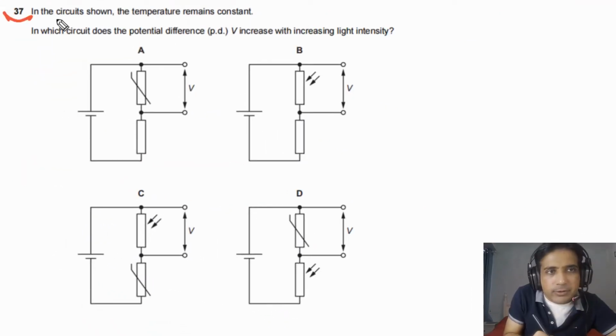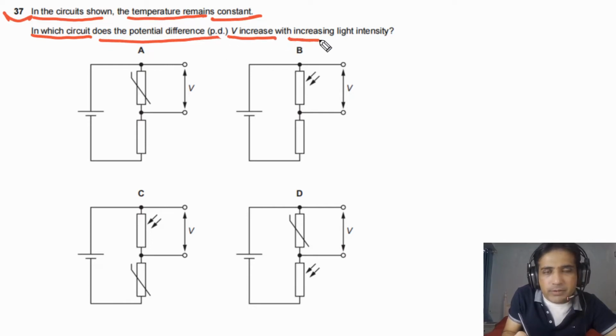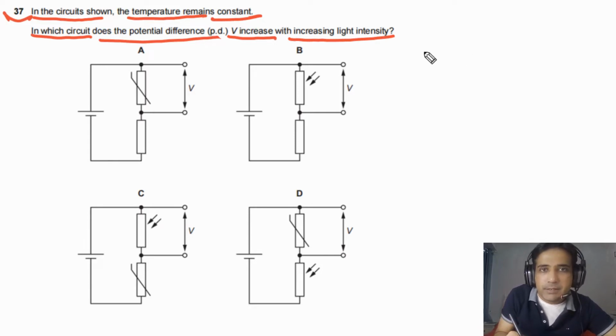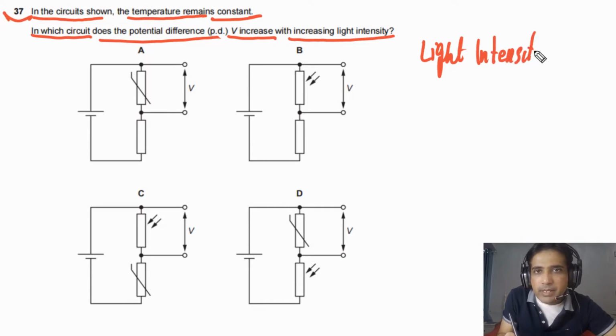For question number 37, it is given to us that in the circuits shown the temperature remains constant. In which circuit does the potential difference V increase with increasing light intensity? So we can write down here first of all light intensity. When light intensity increases, potential difference increases. We need to find out that circuit.